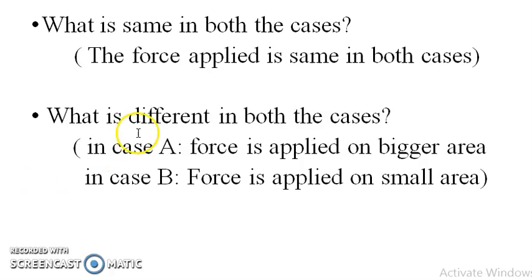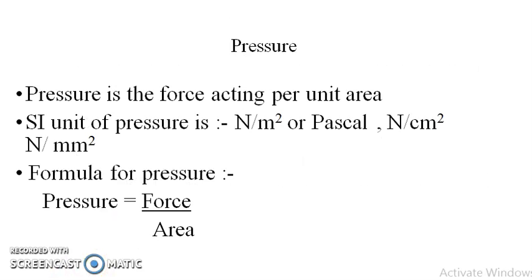Actually the force applied is the same in both cases. As the lady is the same, her weight is the same, so the force applied will be the same. So what makes the difference? The difference in case A and B is basically the area. As we know, sneakers have larger area and sharp heels have lesser area. That's why the pressure on our foot will be more in case B. So here comes another quantity, that is pressure.